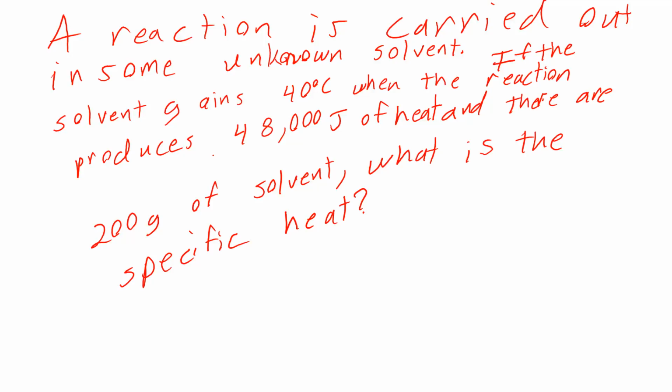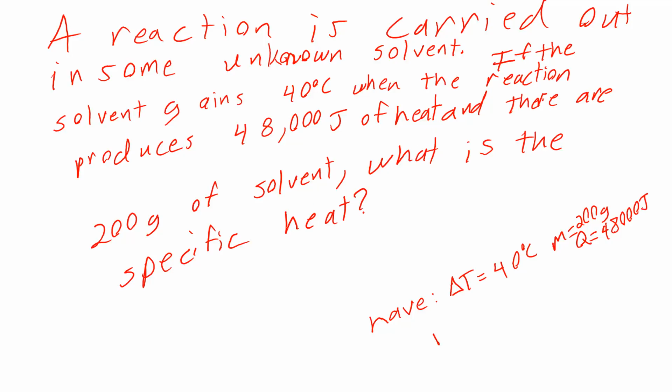So now we have one where we're not dealing with water, so you can't just assume that specific heat is 4.184 joules. We've got to actually do some calculations. And so what do we have, or what are we given? We're given that delta T is equal to 40 degrees Celsius, that mass is equal to 200 grams, and that Q is equal to 48,000 joules.